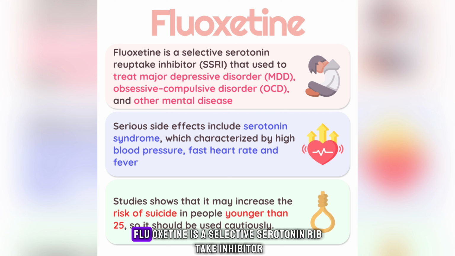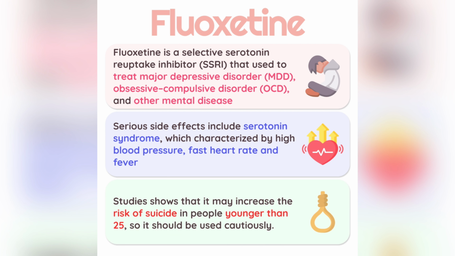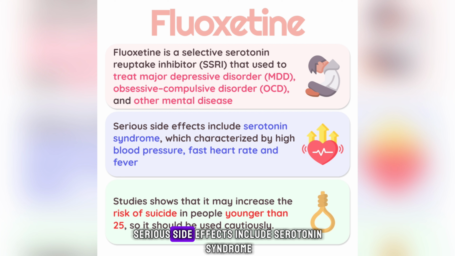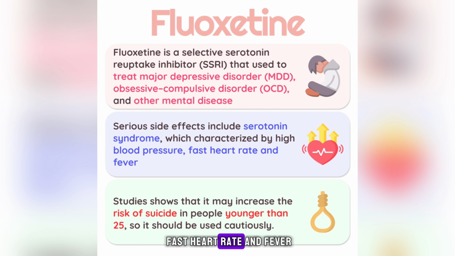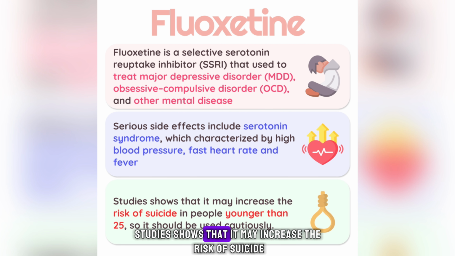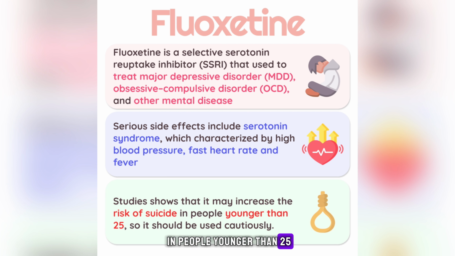Fluoxetine. Fluoxetine is a selective serotonin reuptake inhibitor, SSRI, that is used to treat major depressive disorder, MDD, obsessive compulsive disorder, OCD, and other mental disease. Serious side effects include serotonin syndrome, which is characterized by high blood pressure, fast heart rate, and fever. Studies show that it may increase the risk of suicide in people younger than 25, so it should be used cautiously.